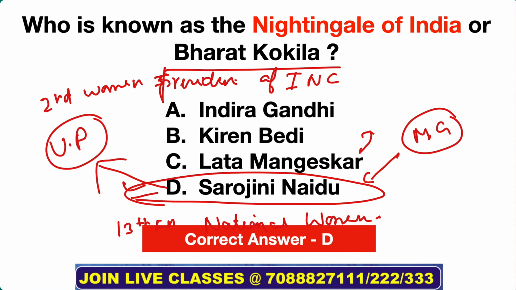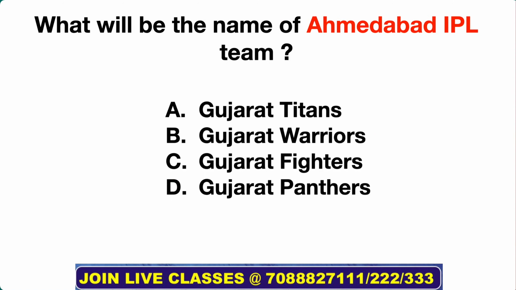Next question: the correct answer is option D. What will be the name of the Ahmedabad IPL team? As you know, there will be 10 IPL teams from the 2022 session. Till now there were 8 IPL teams, but from the April 2022 session there will be 10. So two new IPL teams have been included: one is Ahmedabad and another is Lucknow.